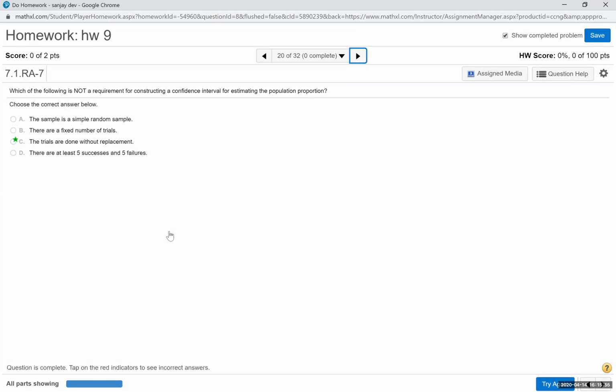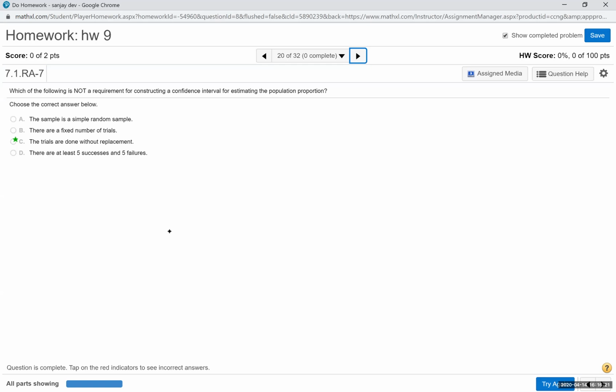Okay, number 20. Which of the following is not a requirement for constructing a confidence interval for estimating the population proportion, right? We've just been doing it. Okay, the sample is a simple random sample. Yeah, you gotta make sure that it's a random sample. You can't be biased. It cannot be a biased sample. There is a fixed number of trials. Yeah, you want like 580 surveys or something like that. And the trials are done without replacement.